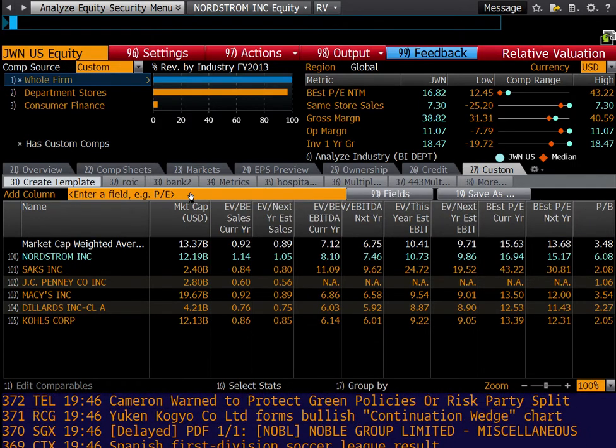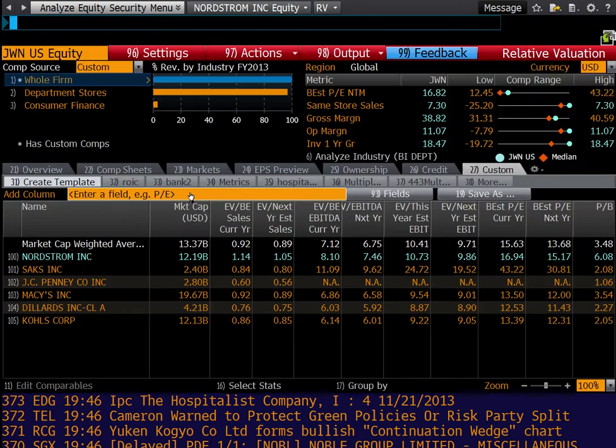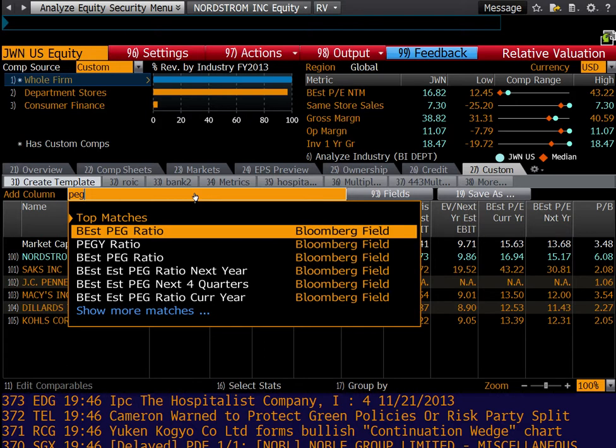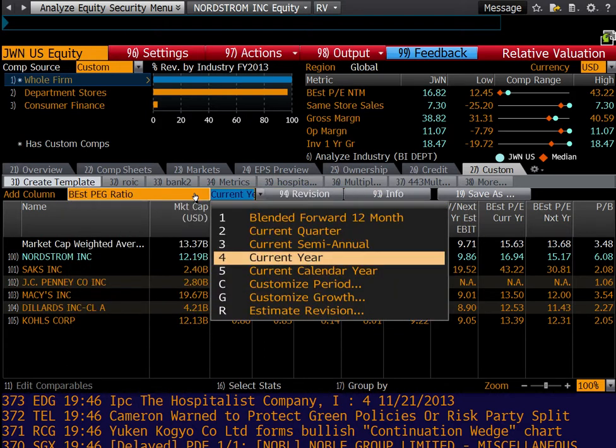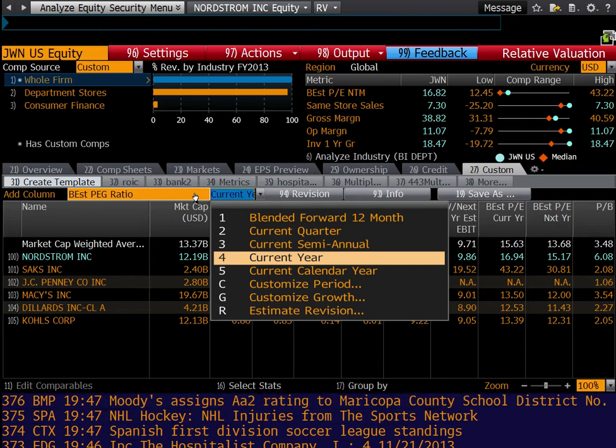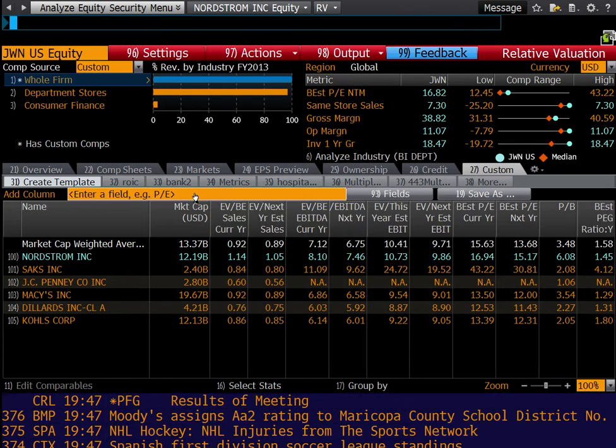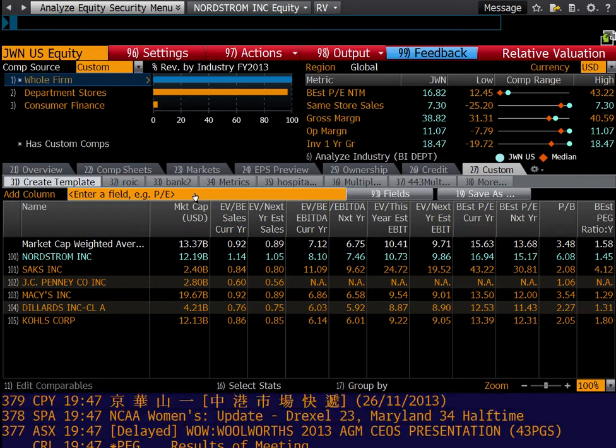And then finally the PEG. Here, PEG. And we have the BEST PEG ratio. Again, I want the current year. PEG in Bloomberg is defined as, it's based on the 5-year earnings per share growth rate. So it's called the long-term growth rate.